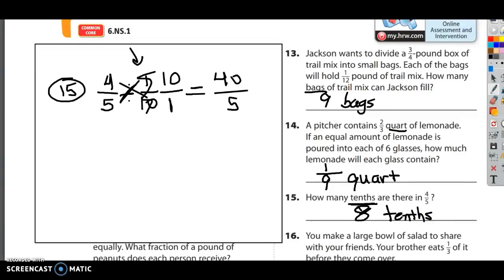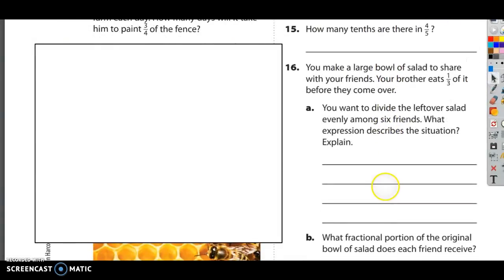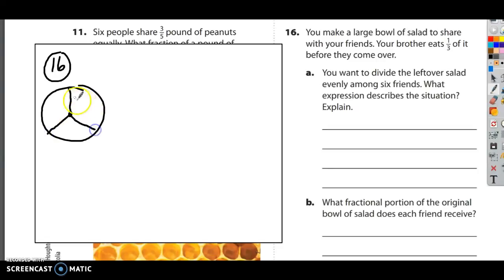Okay, last one. This last one's multi-step. Kind of tricky, but we'll figure it out. Number 16 says, you make a large bowl of salad to share with your friends. Your brother eats 1/3 of it before they come over. So even before you read question A, you should probably get a picture in your brain. Here's our salad, and your brother ate 1/3 of it. So how much do you have left?